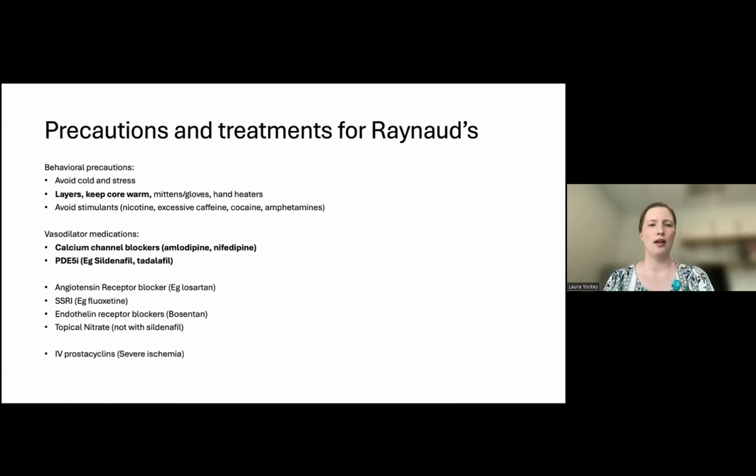So angiotensin receptor blockers, another blood pressure medication, losartan; SSRIs, which are often used to treat depression and anxiety, such as fluoxetine. Topical nitrate is something patients cannot use with a PDE5 inhibitor, but it's a topical medication they put on the webs of the fingers. That can be used, especially if there's one finger that's particularly involved and the patient's not able to be on sildenafil. And then there is an IV medication for severe ischemia, for which the patient needs to be admitted, usually in the ICU, to be monitored very closely, which can be used again to rescue if we're worried about severe ischemia.